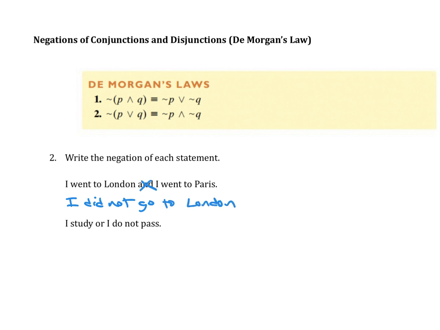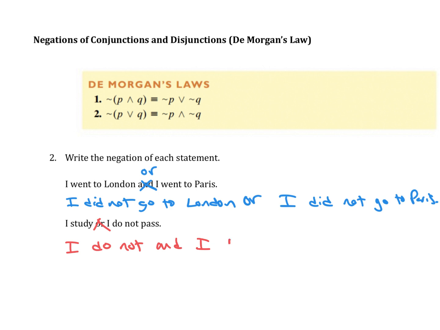I change and to or, and then I negate the second part as well. I did not go to Paris. And for that last example, instead of I study or I do not pass, I do not study and I do pass.